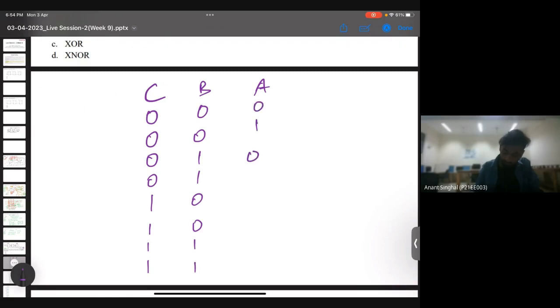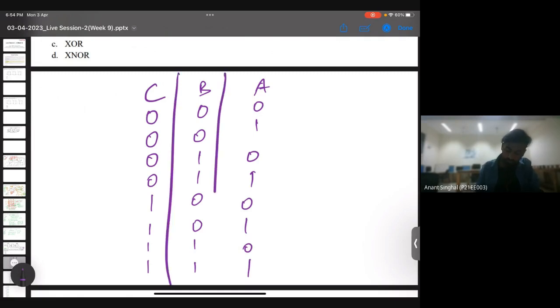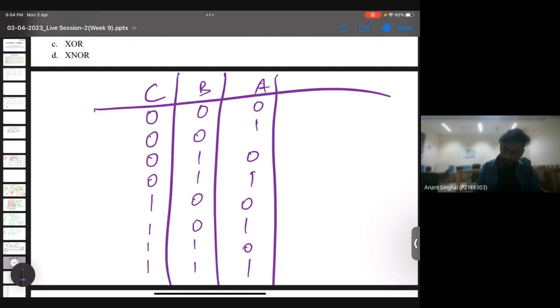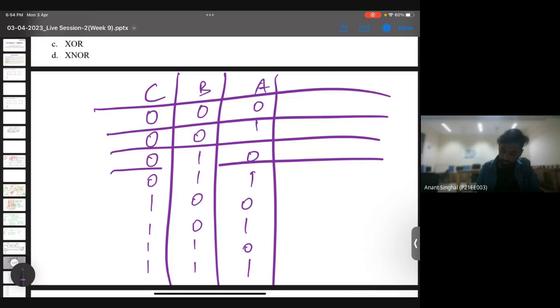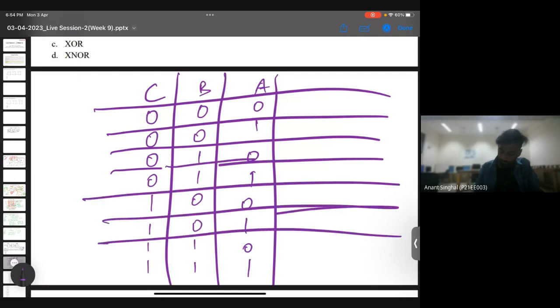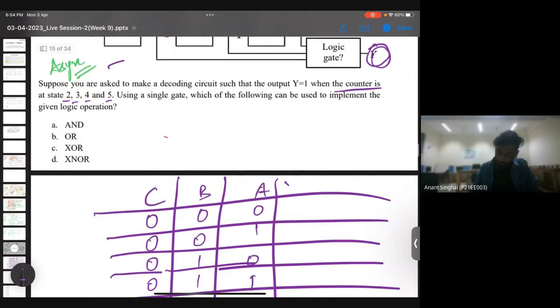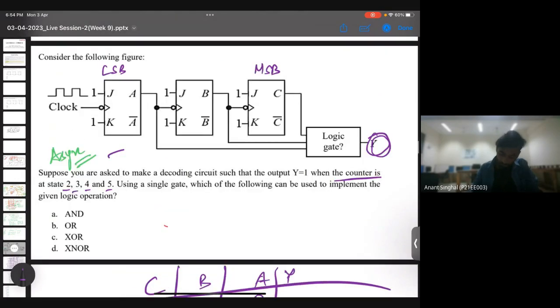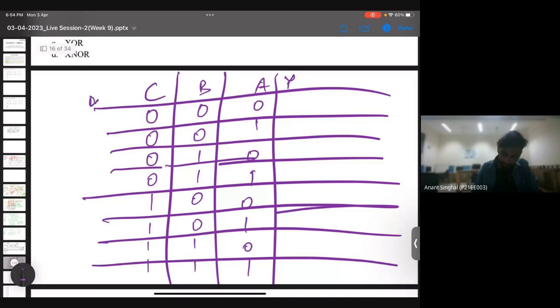It is 0, 1, 0, 1, 0, 1. Okay. And it says the output y is 1 when it is 2, 3, 4, 5. So if I write in decimal, it is 0, 1, 2, 3, 4, 5, 6, 7. So output is 1 for 2, 3, 4, 5, and the rest it is 0. Is it fine till here?